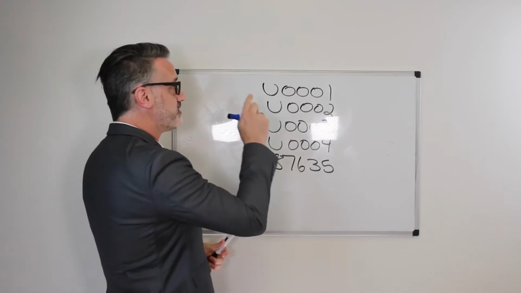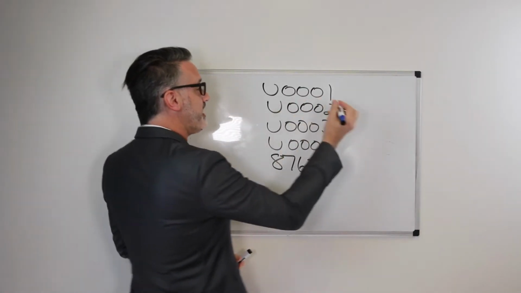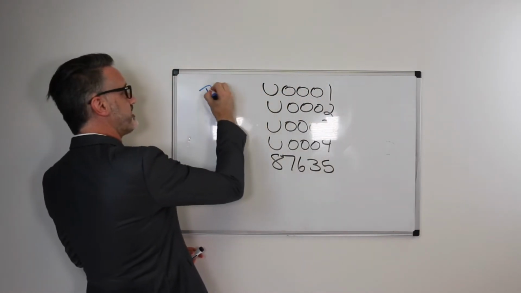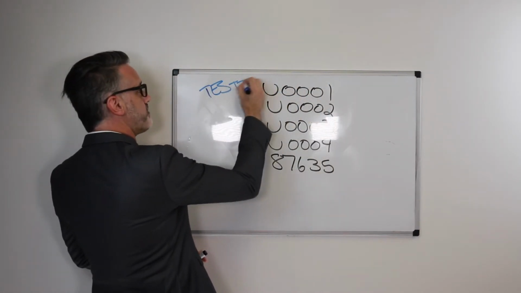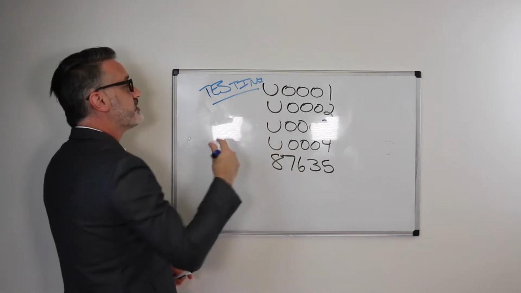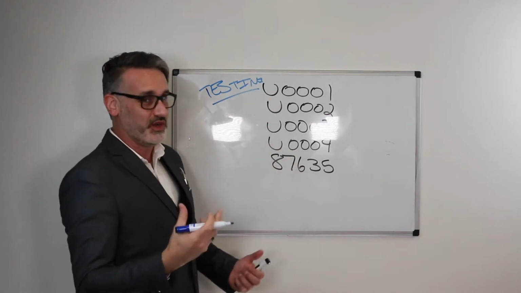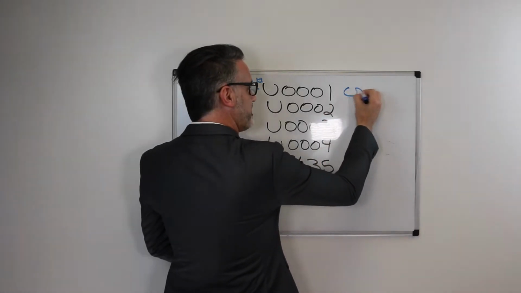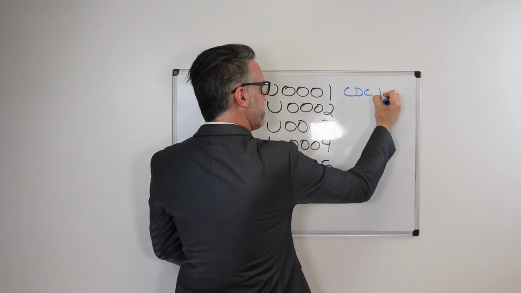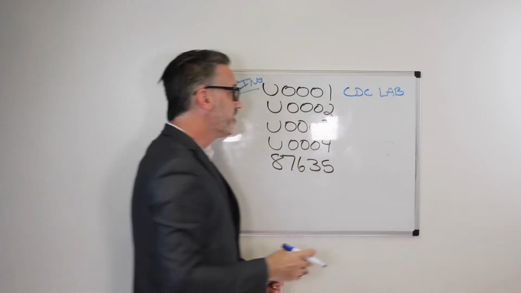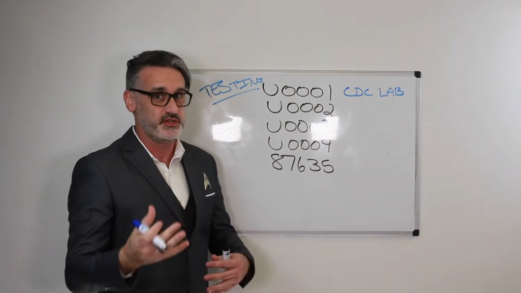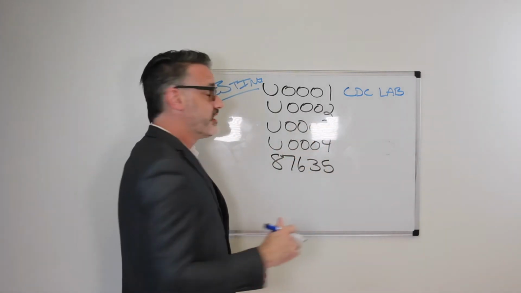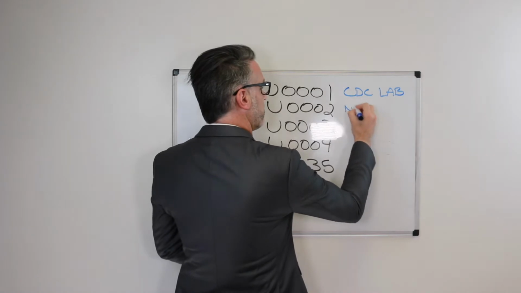And with the U0001, that is for COVID-19 testing. So I'll put testing over here because this is the section that we're in now. So the U0001 code was for COVID-19 testing conducted in a CDC lab. And then the U0002 code is for non-CDC labs where they perform COVID-19 testing.